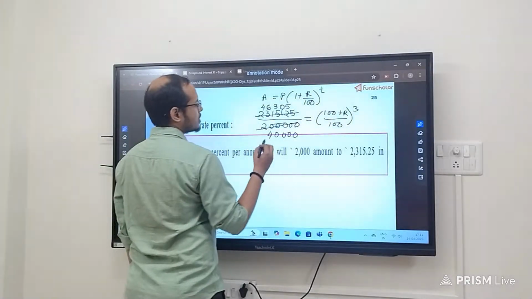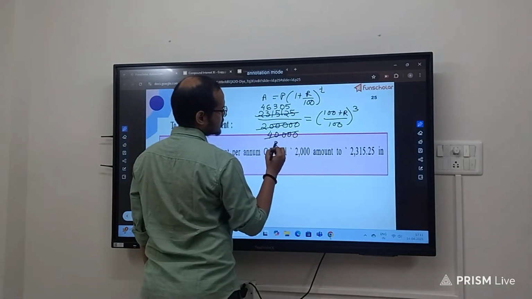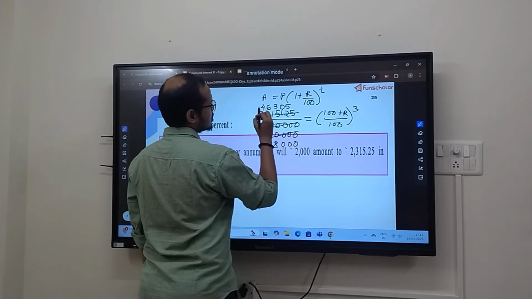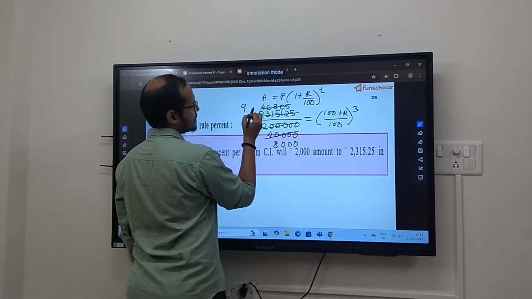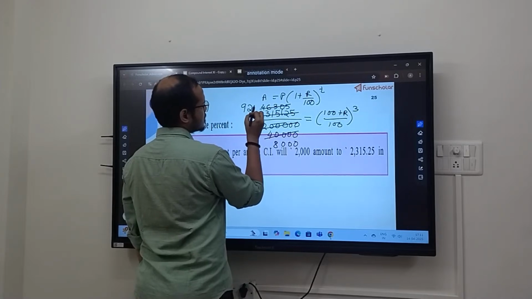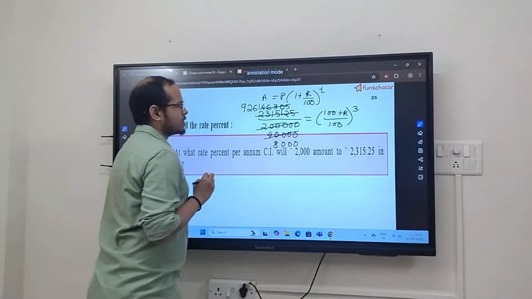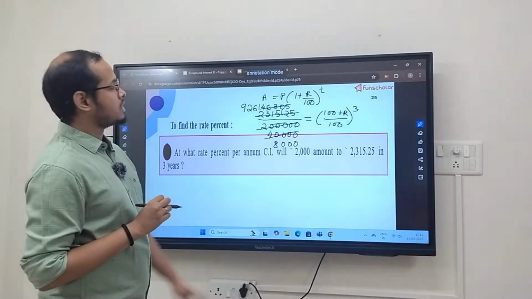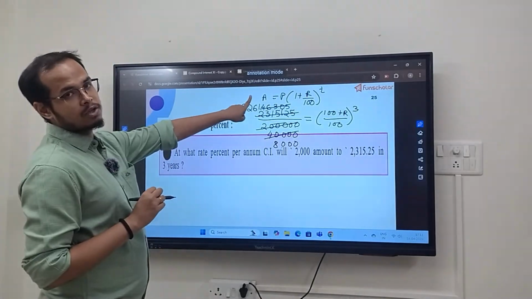Okay. Again let's divide it by 5. This is 8, 0, 0, 0. By 5 this is 9. 45 1, this is 2, 36 1. Okay, now let us find out if this is a perfect cube or not.